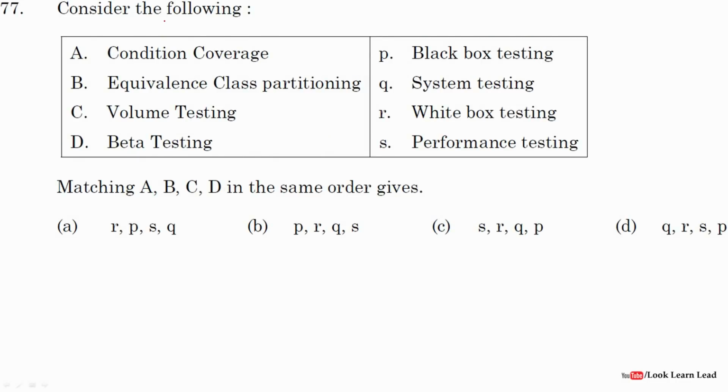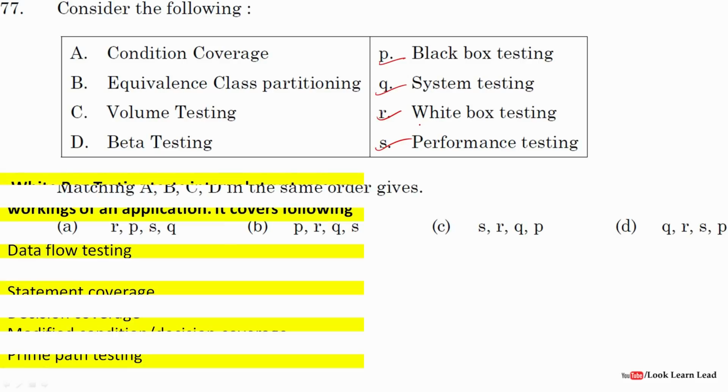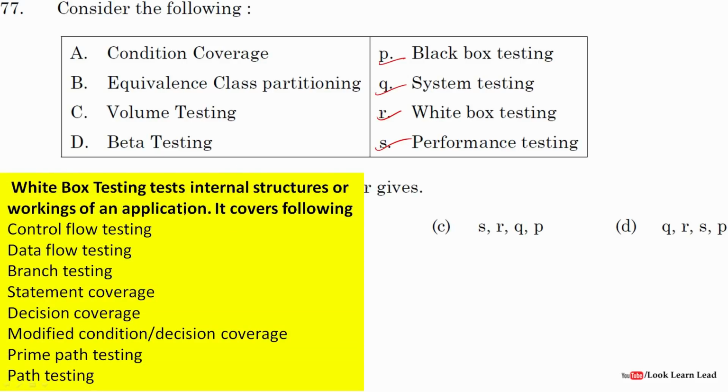Okay, we have to match the following. It is like which of them are white box, which of them are black box, which of them are system, and which of them are performance testing. So let's see what are white box testing techniques. White box testing tests the internal structure or working of an application. It covers control flow, data flow, branch testing, statement coverage, decision testing, modified condition testing, prime path testing, and path testing. These all come under white box testing.